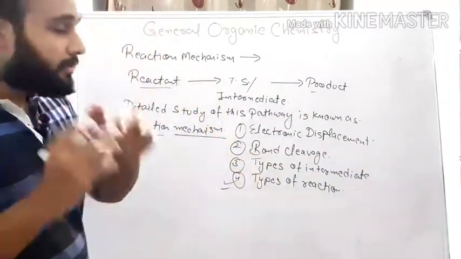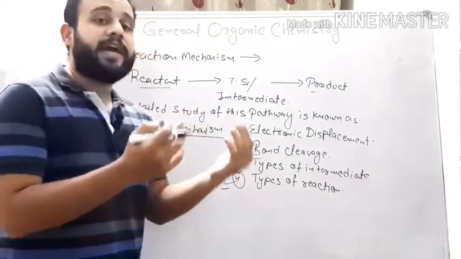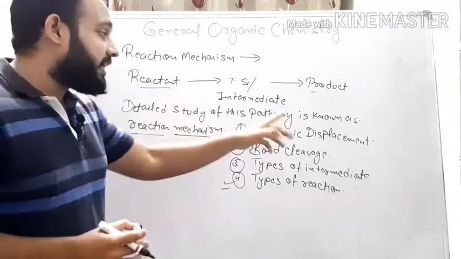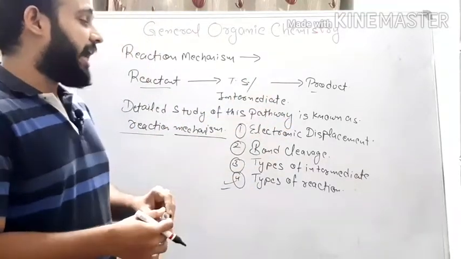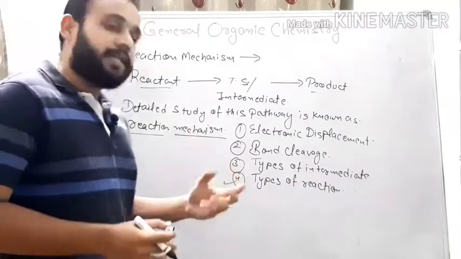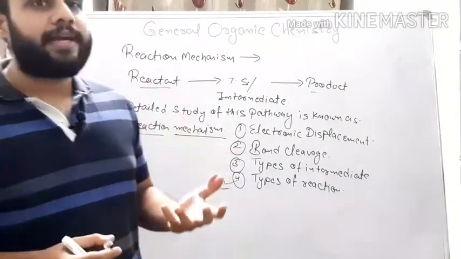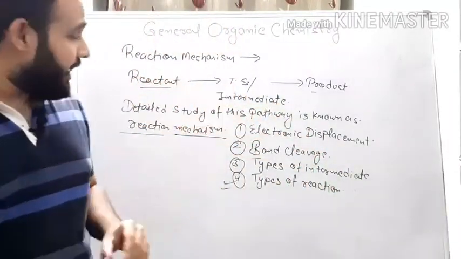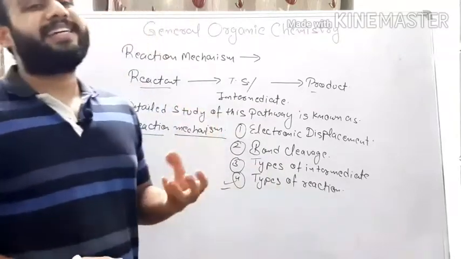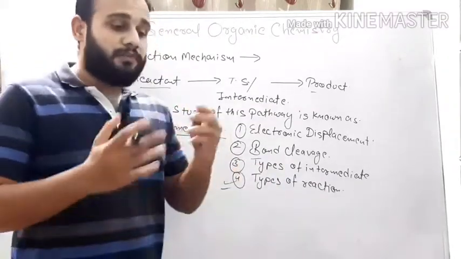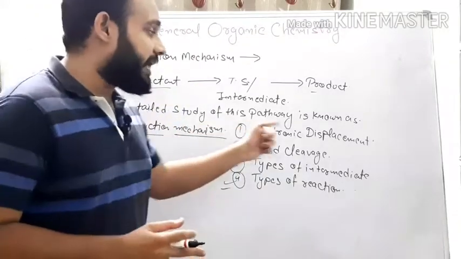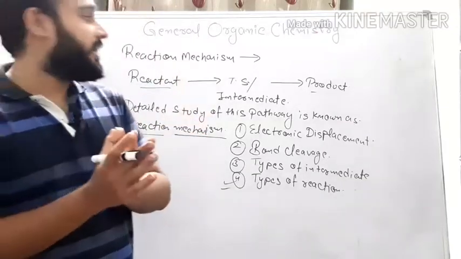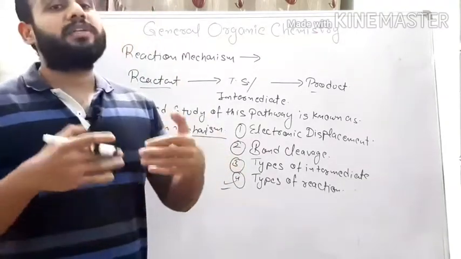So, types of reaction. Basically when you study a reaction mechanism, you study these four important points, that is electronic displacement, bond cleavage, types of intermediate, generally they are carbocations, carbanions, free radicals, carbenes, nitrenes, etc. We can study further in GOC. Okay, and the last one is the types of reaction, that is addition, elimination, substitution, rearrangement. Okay, now friends, our today's topic is electronic displacement effect, or how many types of electronic displacement are present in a chemical reaction. Okay, so now we start.